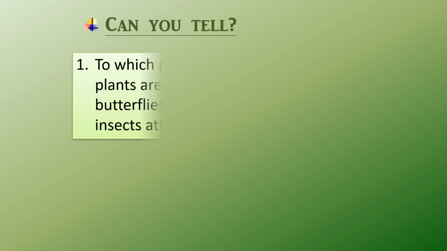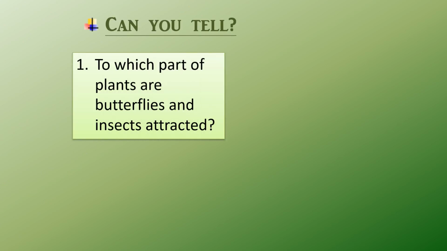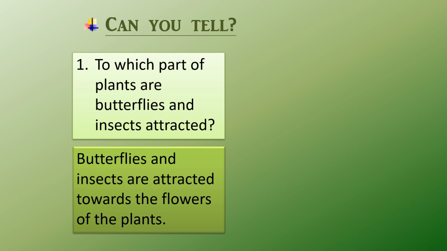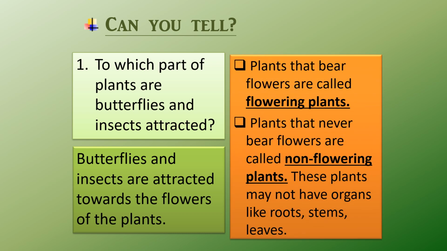Can you tell, to which part of plants are butterflies and insects attracted? Butterflies and insects are attracted towards the flowers of the plants. Plants that bear flowers are called flowering plants. Plants that never bear flowers are called non-flowering plants. These plants may not have organs like roots, stems, leaves.